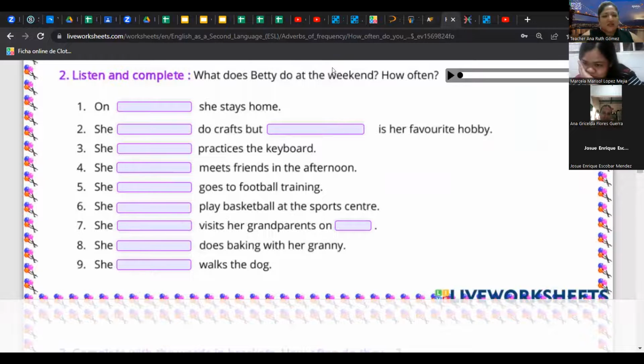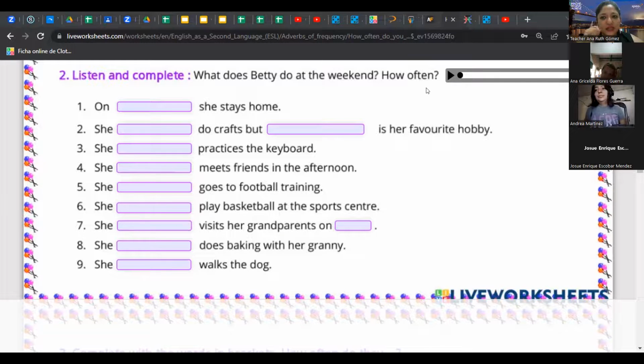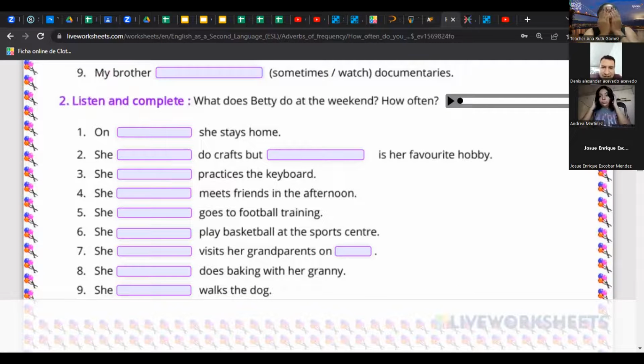Give me a moment. I am very confused. No, no, with number 2. Okay. Teacher, I need to do this one. All right. Teacher, is it play keyboard?